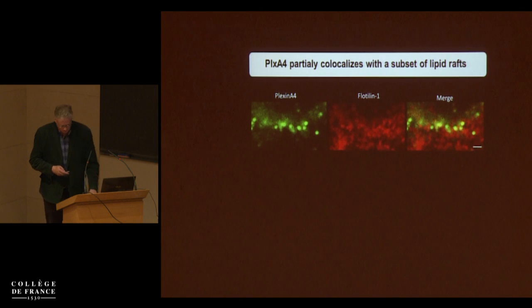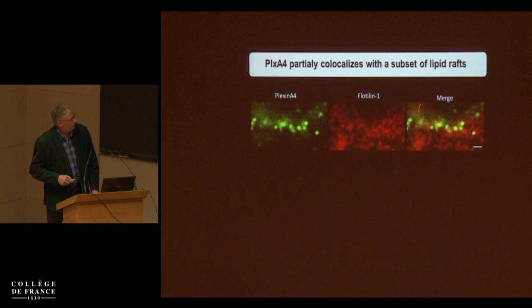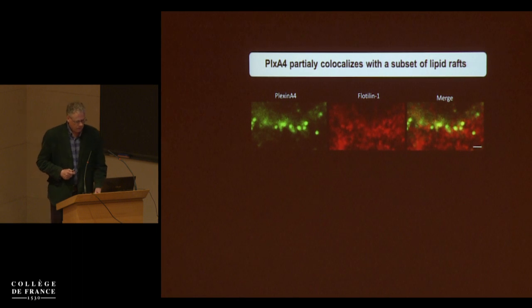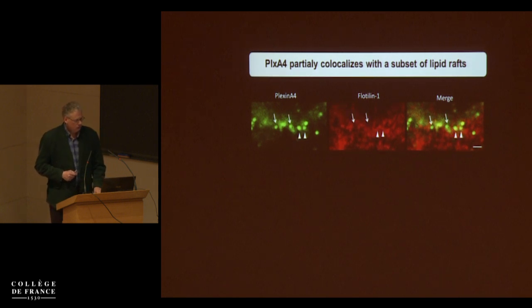We did some more work on the localization of the receptor. We used a marker for lipid rafts, flotillin, and we can show that at least some of the plexin positive puncta are present in the lipid rafts. So there's some overlap. There are also some puncta that do not overlap with flotillin, but lipid rafts come in many forms.